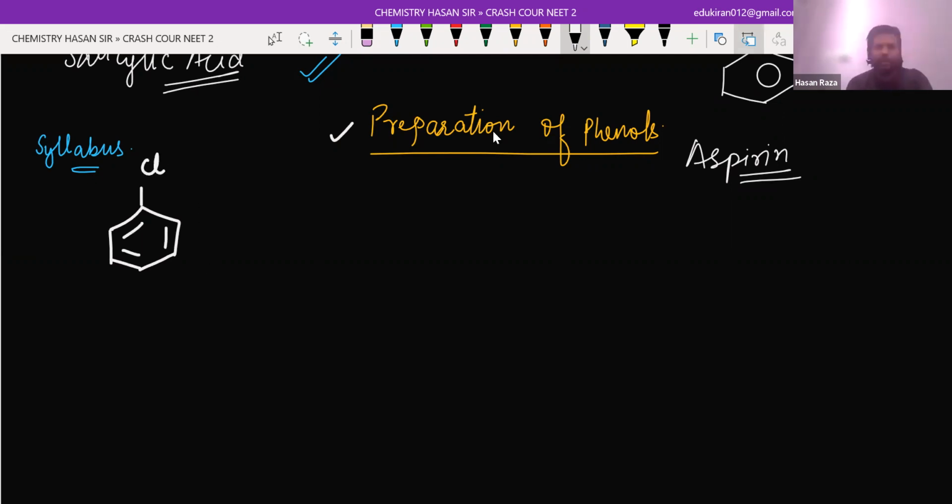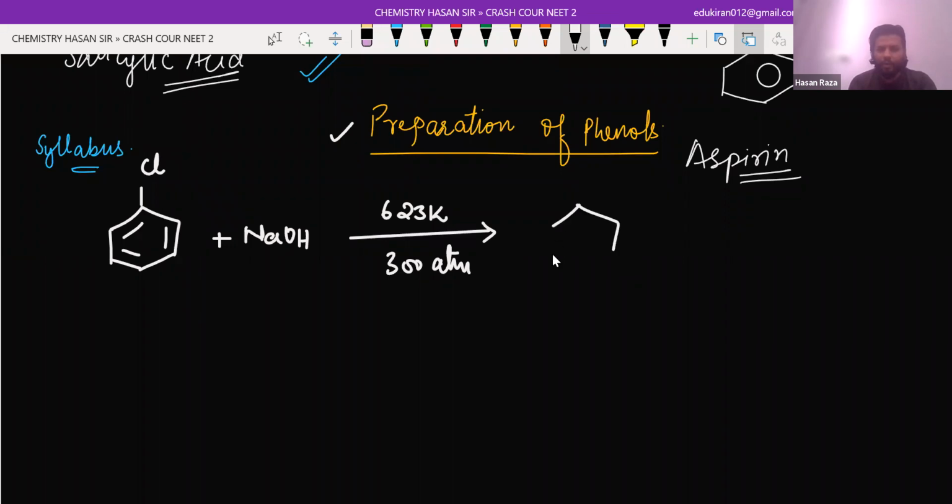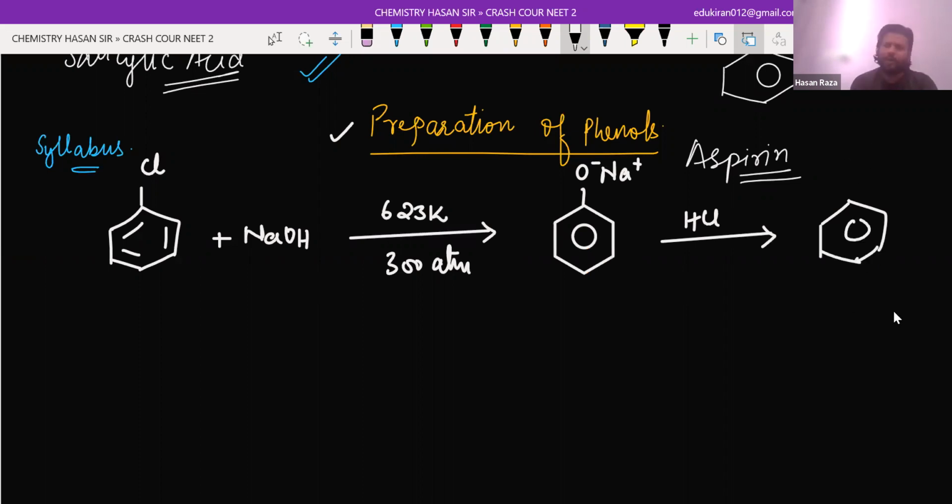This is chlorobenzene, and if you react it with sodium hydroxide at 623 Kelvin and 300 atm pressure, the chlorine will be replaced by O negative Na positive. This is called phenoxide ion, or sodium phenoxide. If you again react this with HCl or any acid, the Na plus will be replaced by H and you will get phenol. So it's very easy.